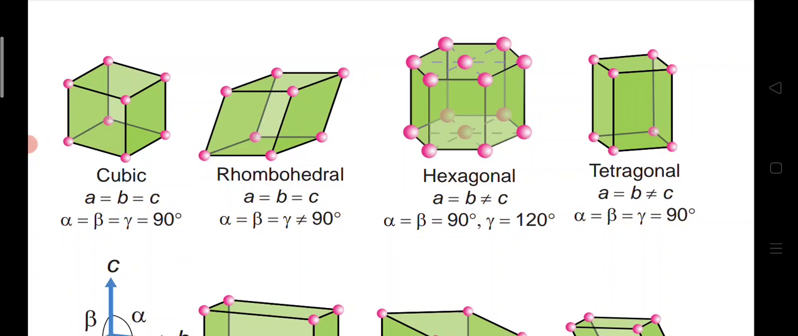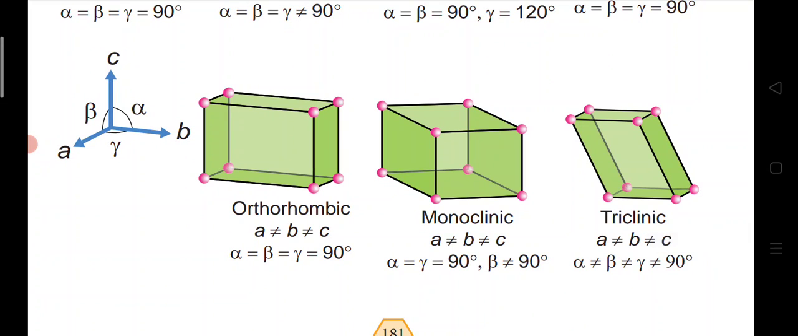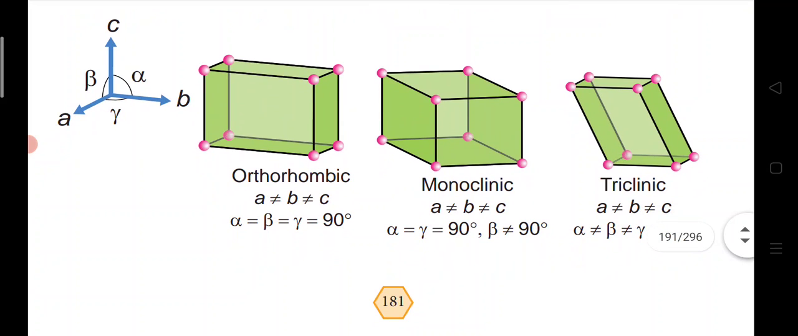Tetragonal means alpha, beta, gamma are equal to 90 degrees, but A, B is not equal to C. And orthorhombic, A is not equal to B is not equal to C, and the angles are all equal to 90 degrees. Monoclinic, A is not equal to B is not equal to C, and alpha, gamma is equal to 90 degrees, beta is not equal to 90 degrees. And triclinic, nothing is equal to each other.